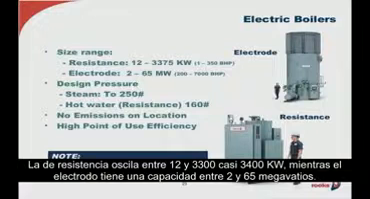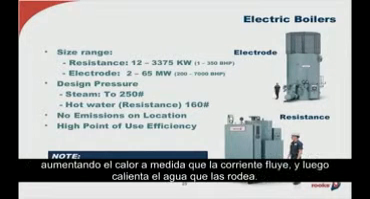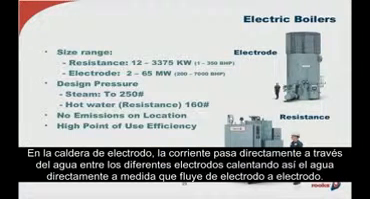65 megawatt. The resistance design has a series of electrical coils or bundles which allow the current to pass through, building heat as the current flows, and then heating the water surrounding them. In the case of the electrode boiler, the current passes directly through the water between the various electrodes, thereby heating the water directly as it flows from electrode to electrode.